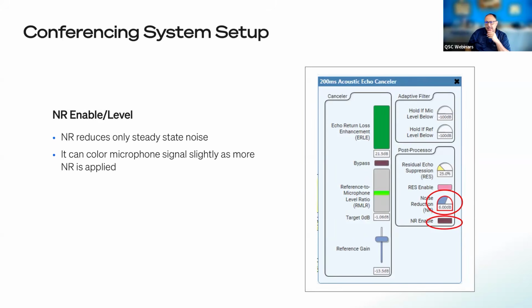So if we look at the AEC block itself, down here in the bottom right, we have noise reduction and noise reduction enable. Like I said early on, this only reduces steady state noise, and it can color the microphone slightly the more noise reduction that you add. Even in the properties, right now I think it's set from 0 to 10 dB, but you can go 0 to 20 or 0 to 30. If you start removing that much noise, you need to really evaluate whether this is a space you should be doing conferencing in.